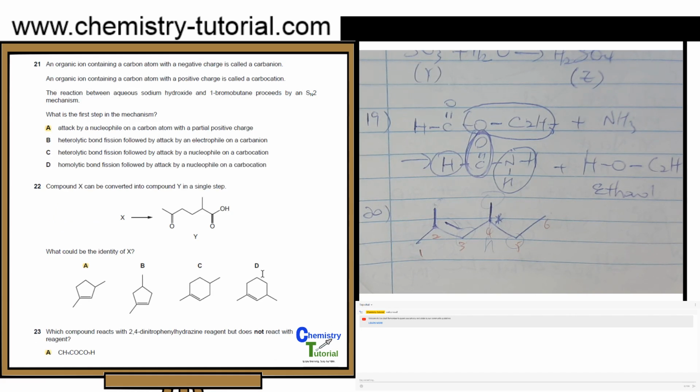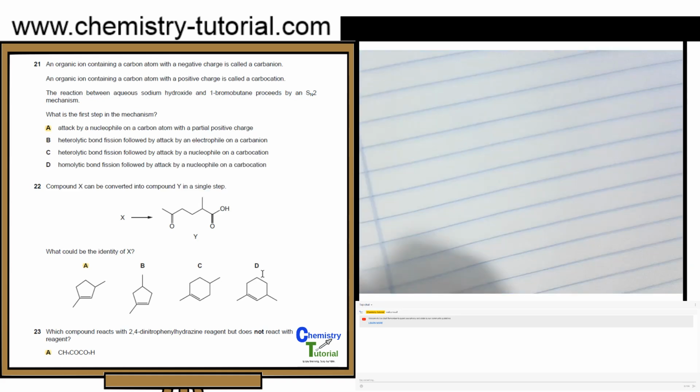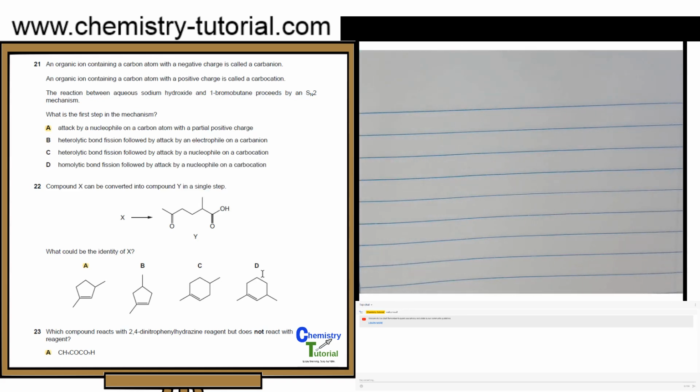Let's look at question 21. An organic ion containing a carbon atom with a negative charge is called a carbanion. An organic ion containing a carbon atom with a positive charge is called a carbocation. The reaction between aqueous sodium hydroxide and 1-bromobutane proceeds by an SN2 mechanism.